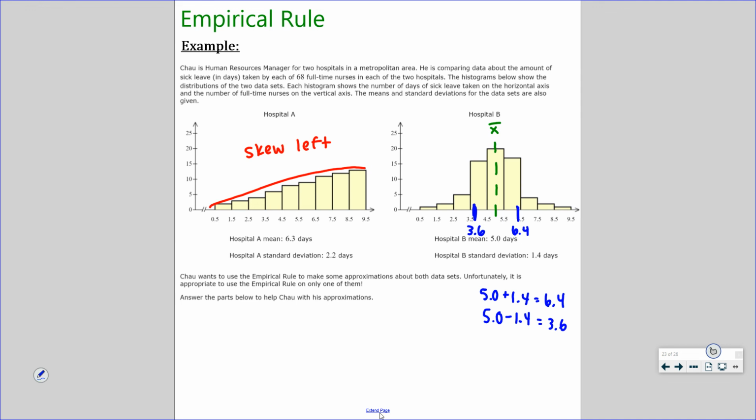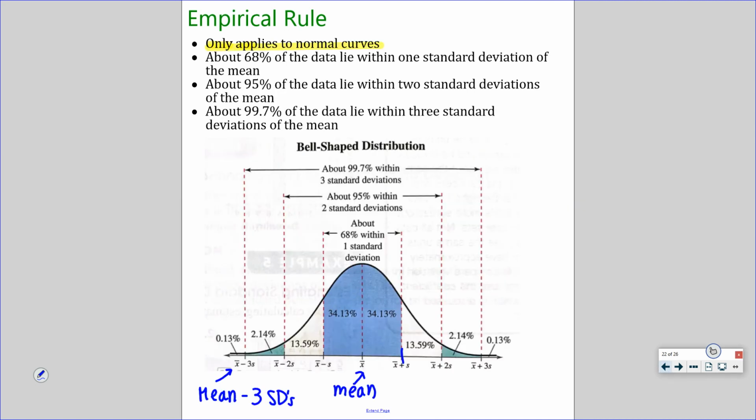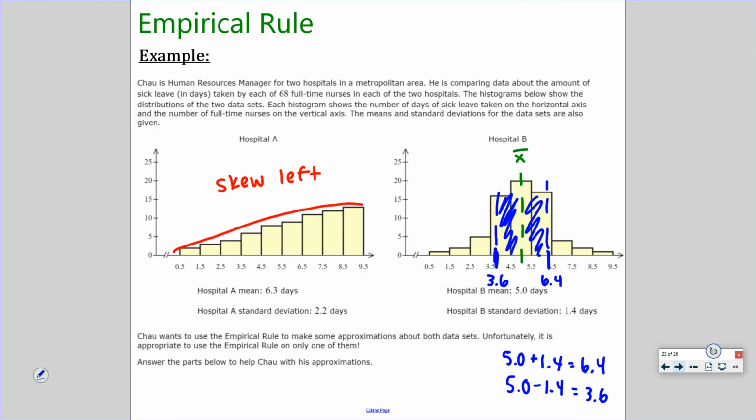If I were to look up here for a second, according to the empirical rule, 68% of my data is going to lie between 3.6 and 6.4 days. Okay, that's not what they asked me. They want to know between 0.8 days and 9.2 days. So we're going to have to keep going here.